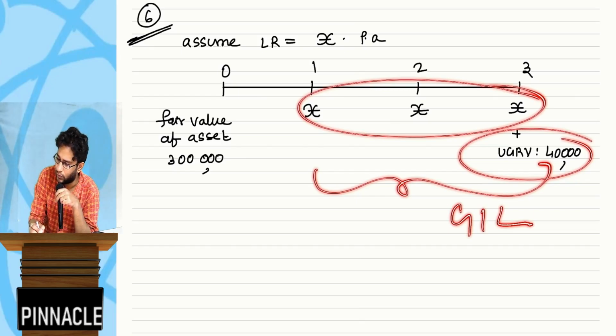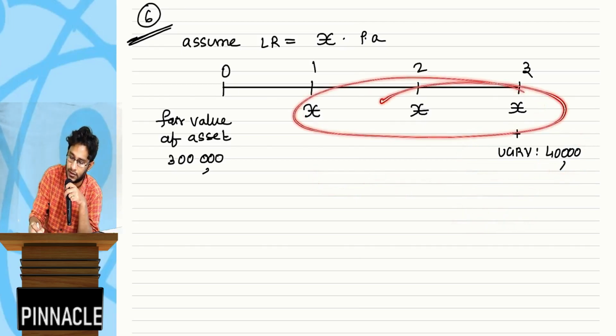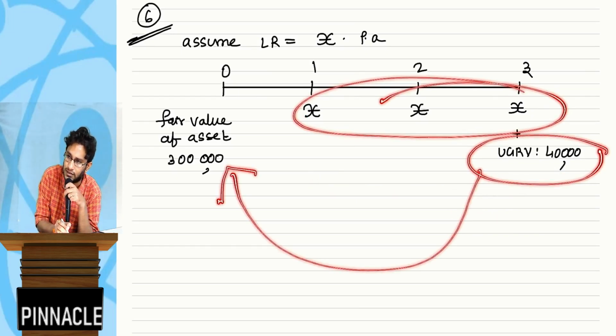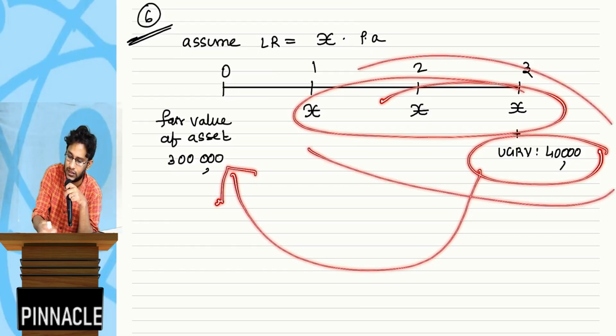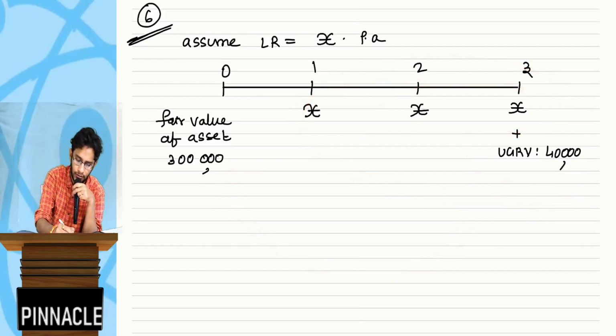Question: did they give you IRR? IRR on a word, is it there? How much is IRR? 10%. If you go back and check the definition of IRR, IRR is that discounting rate which equates the present value of MLPs and the present value of UGRV to the fair value of the asset, isn't it? So if I discount these cash flows with 10% and equate it to 3 lakhs, is it right only, no? Will I be able to work out X then? That's all, do it, what are you waiting?